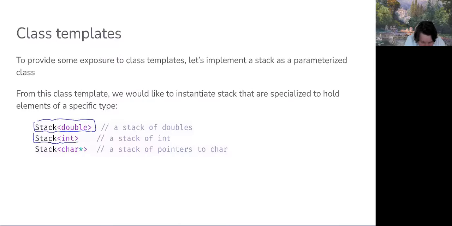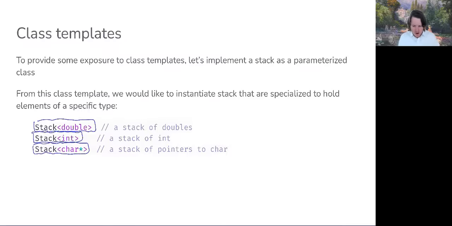Stack<int> is a distinct type. It will be a stack whose elements are integer values. And then finally, in this case, we have a stack of pointers to characters. Again, we could instantiate a stack for any type as long as that type supports all of the operations and behaviors that are within the member functions defined for this class template.